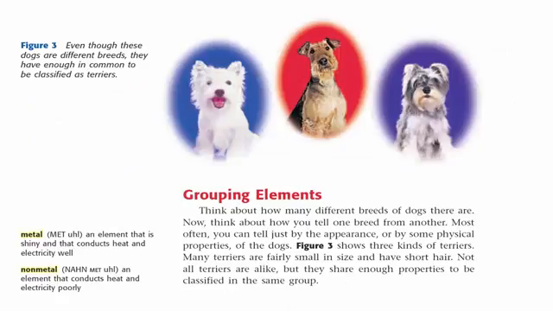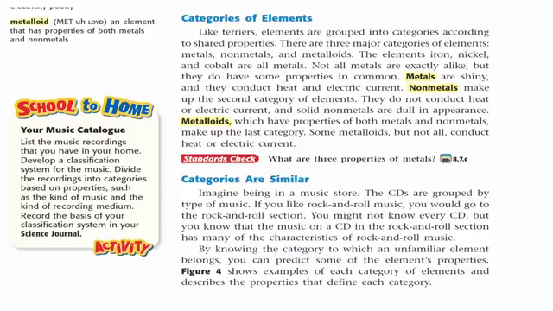Grouping elements. Think about how many different breeds of dogs there are. Now, think about how you tell one breed from another. Most often, you can tell just by the appearance or by some physical properties of the dogs. Figure 3 shows 3 kinds of terriers. Many terriers are fairly small in size and have short hair. Not all terriers are alike, but they share enough properties to be classified in the same group.